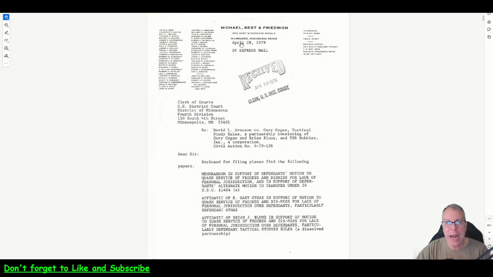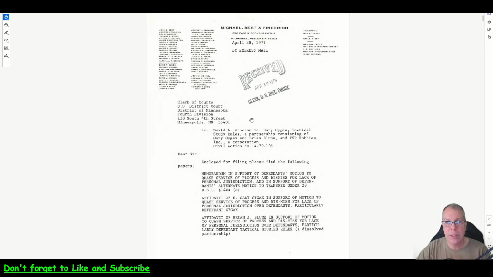So we've got these documents, and I believe that this was filed with the District Court of Minnesota before April of 1979. So the publishing of that Monster Manual probably triggered this lawsuit. And here it is right here. Dave L. Arneson versus Gary Gygax, Tactical Studies Rules, that's TSR, a partnership consisting of Gary Gygax and Brian Bloom, and TSR Hobbies, Inc., a corporation, civil action number 479-109.